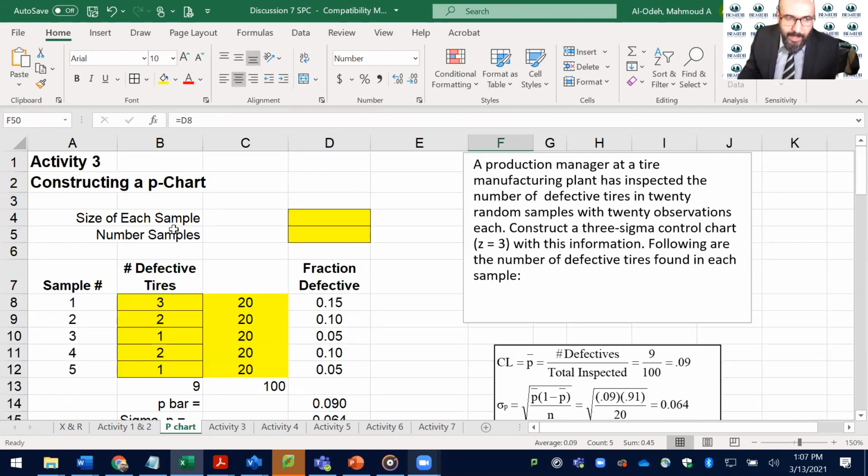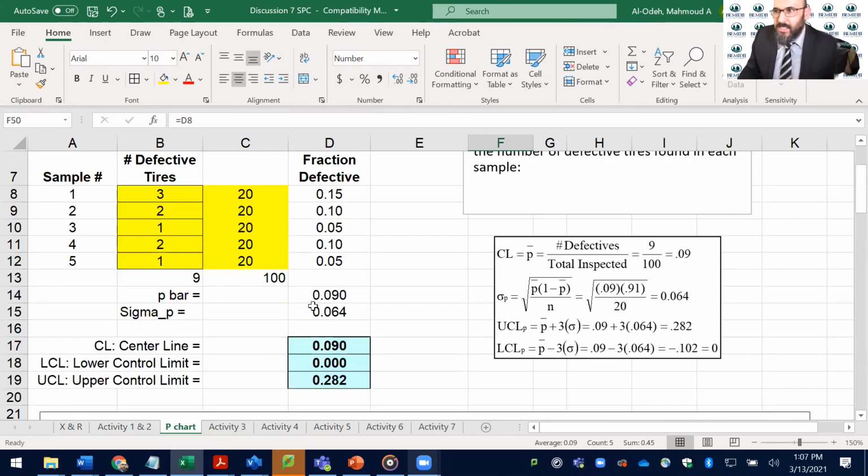First of all, why did we use a P chart? Because the item can have only one defect. It's a yes or no. You can't have more than one defect in one item. That's why we used a P chart.